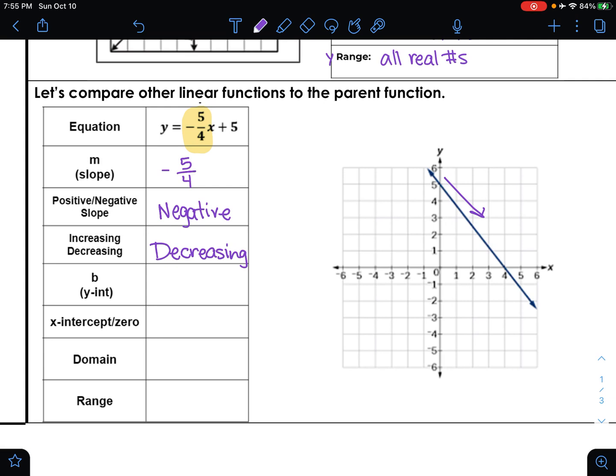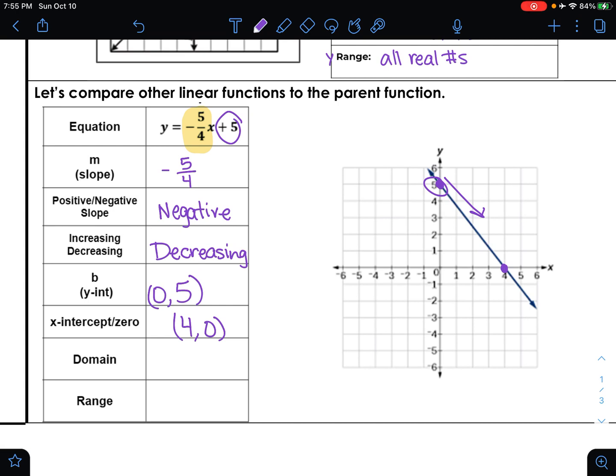The y-intercept, well, there's two things we can look at for the y-intercept. If we look at where it crosses the y-axis, it crosses it at 5. Or if we look at the equation, it crosses at 5 as well. So the y-intercept is 5. The x-intercept or 0, where does it cross the x-axis? It's crossing at positive 4. If we wanted to write these as proper points, it would be 4, 0. And the y-intercept would be 0, 5.